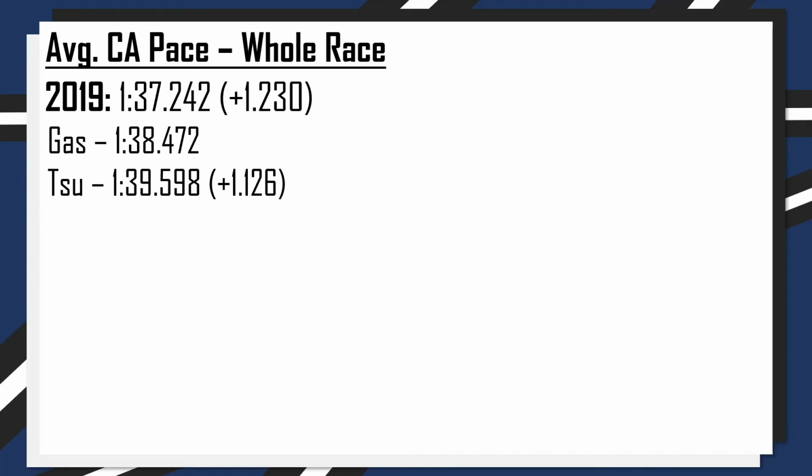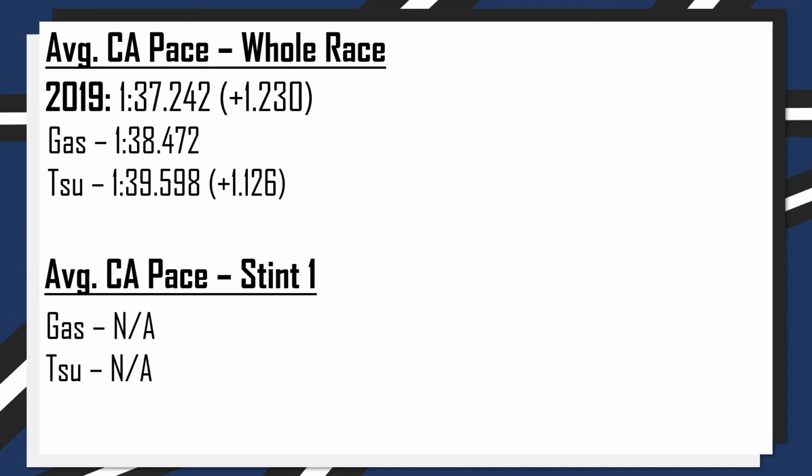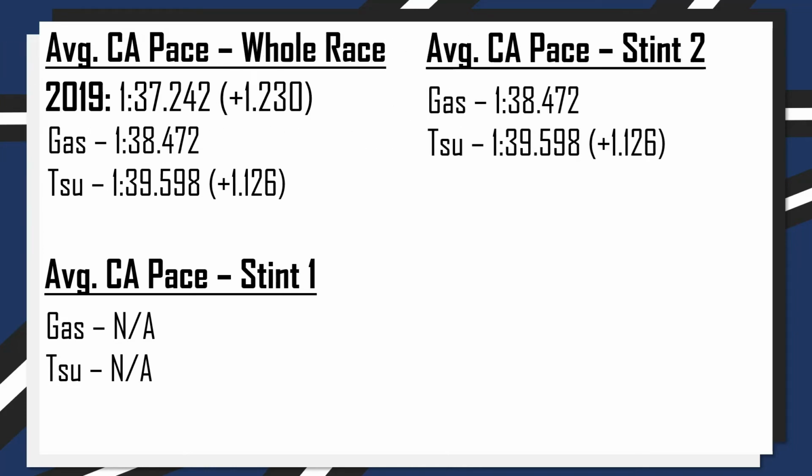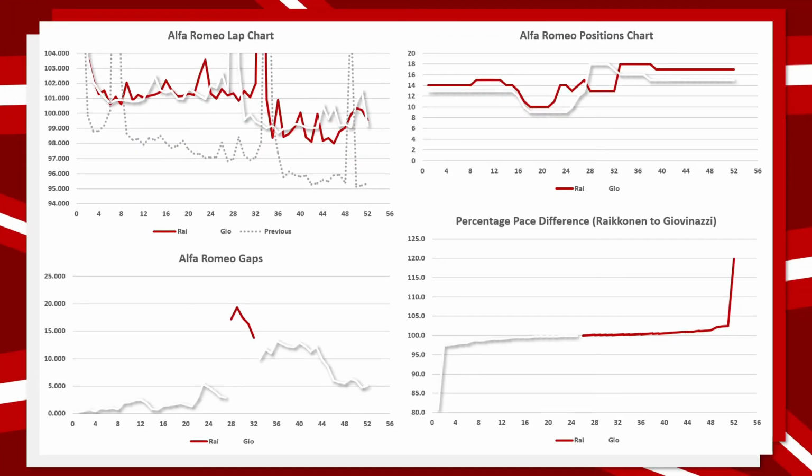However, the overall pace deficit between the two drivers was 1.1 seconds per lap across the whole Grand Prix in clean air. That is the most significant teammate difference of the entire race. Where in stint number 1, neither driver set a competitive clean air lap time, and in stint number 2, it was this 1.1 second difference.